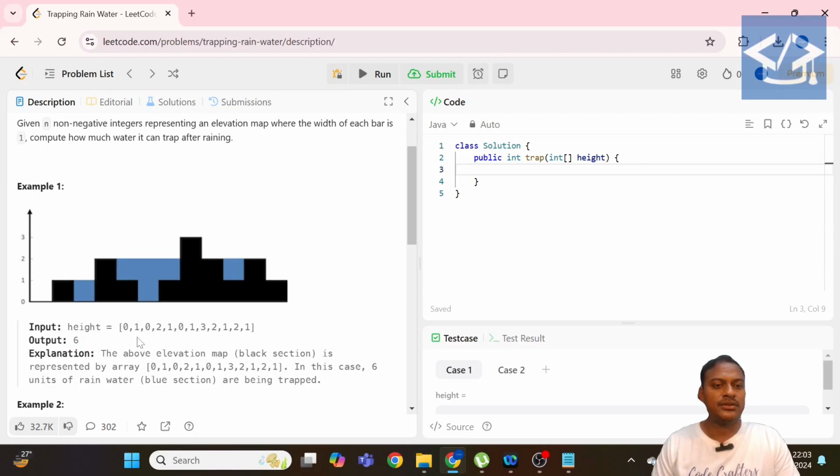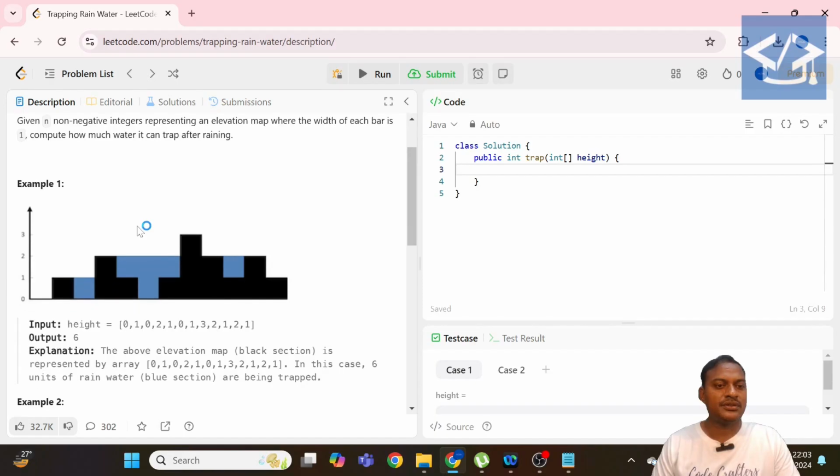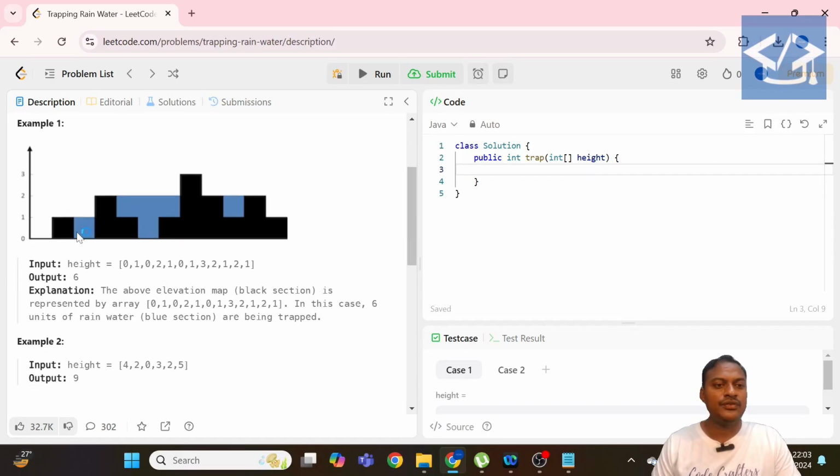So let's discuss the solution and how we can do that. Though it is a hard problem, the solution is pretty simple. If you take any index, how much water can it hold, and how can we calculate that? We have to see the left max for this index, so here 2 is the left max, and also the right max, the maximum height of the building towards the right, which is 3, while towards the left the maximum height is 2.